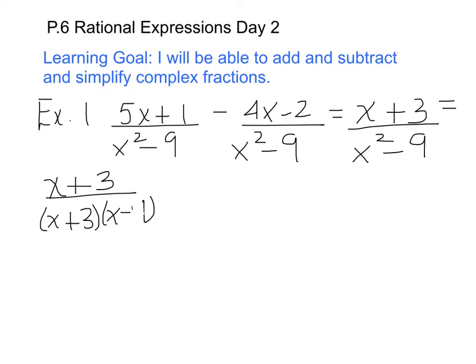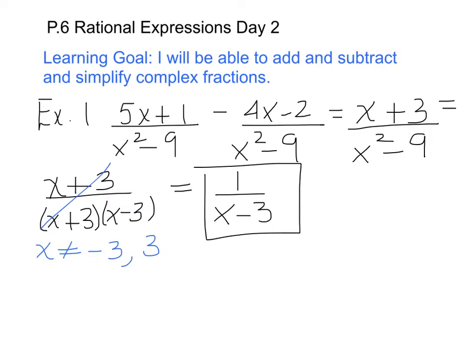And I wrote that wrong. So in this case, x cannot equal negative 3 and 3. Then you see if you can divide any common factors, which those will divide. Your answer will be 1 over x minus 3. Now sometimes nothing will cancel, but it's okay if it doesn't. Okay? So that's the subtraction, and addition works the same way, so we can try an addition problem as well.